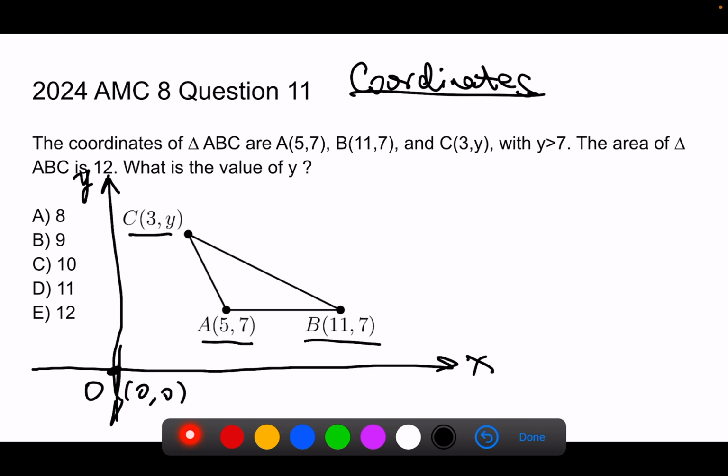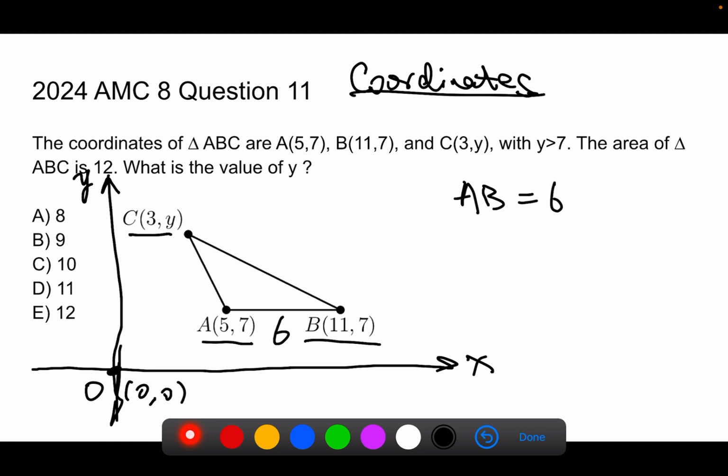Similarly, looking at this picture, and also just by looking at the numbers, you will get the point that B and A are at the same height, the same extent of north and south, but B is on the right side of A. And from A to B, the distance is 6. Now translate this into the triangle. That means the base AB is equal to 6.